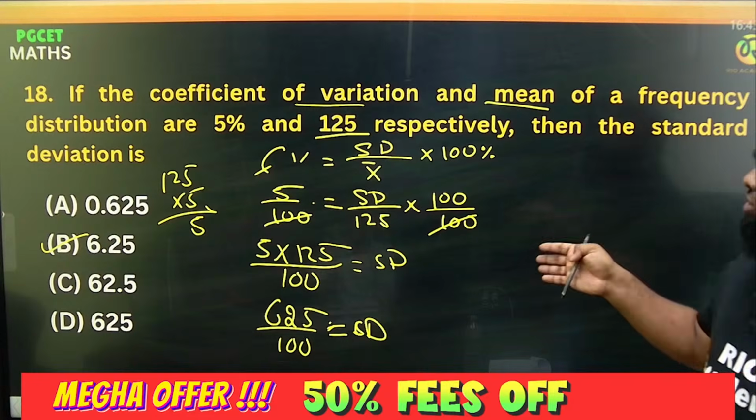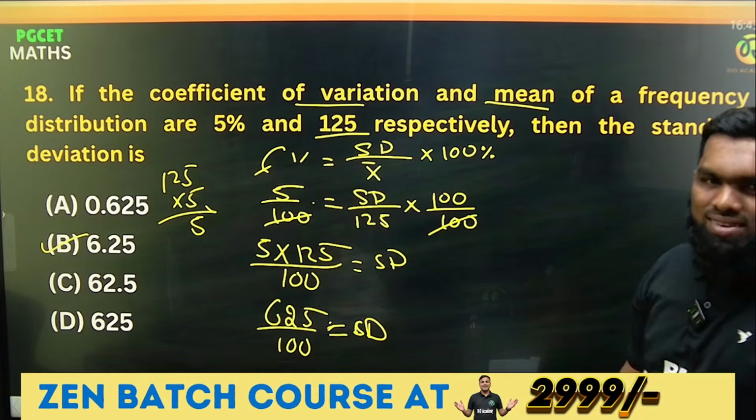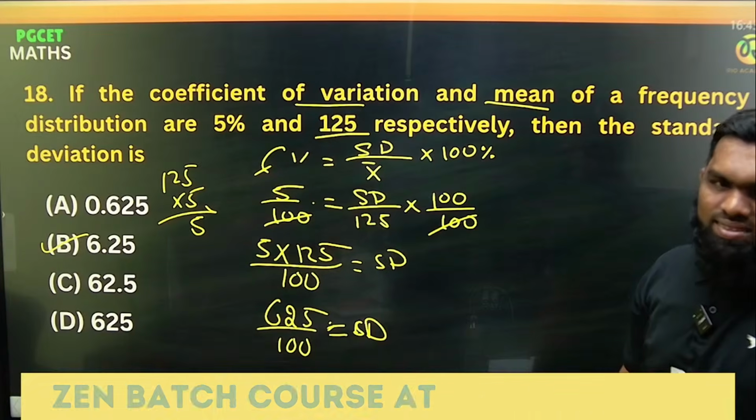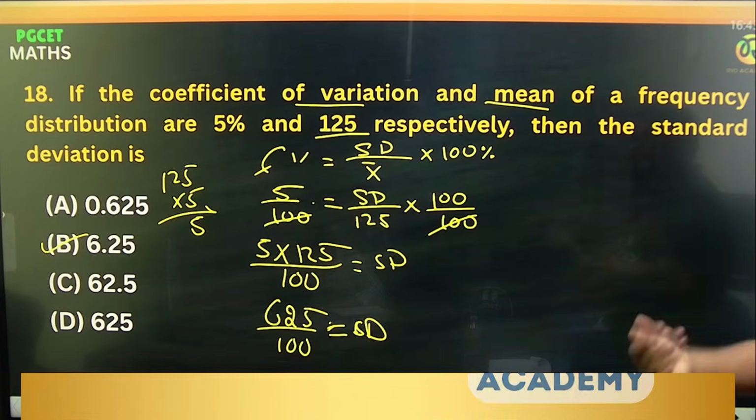Here the coefficient of variation is given. CV is equal to SD divided by mean.